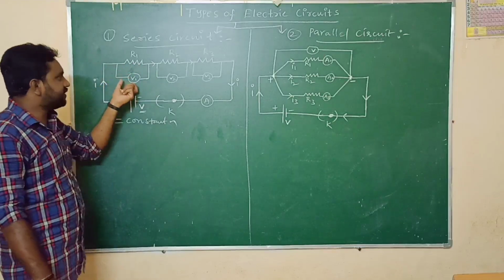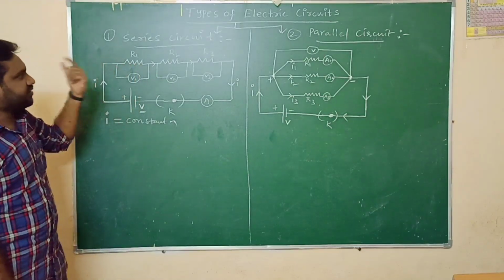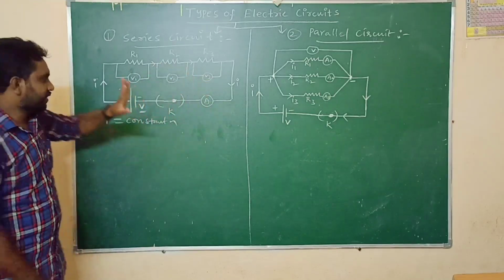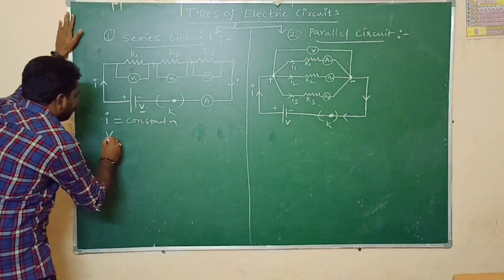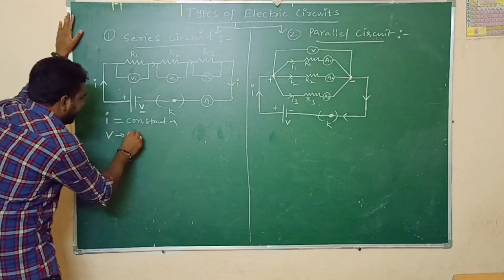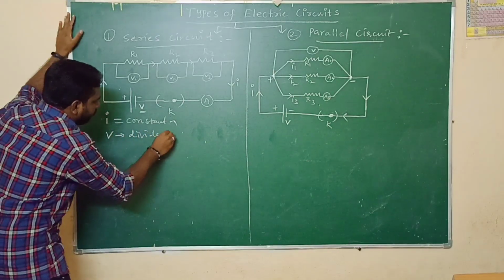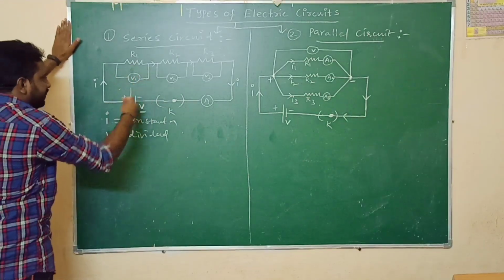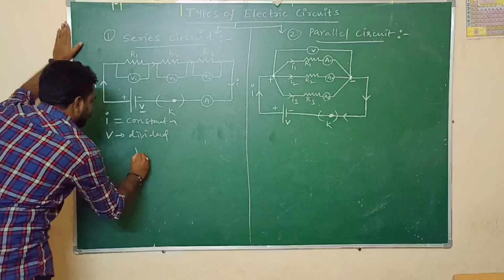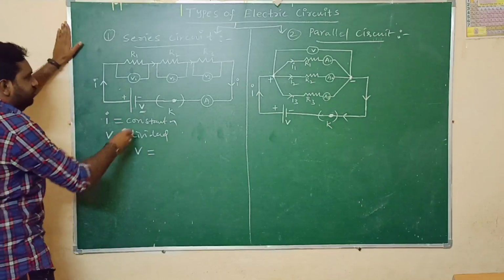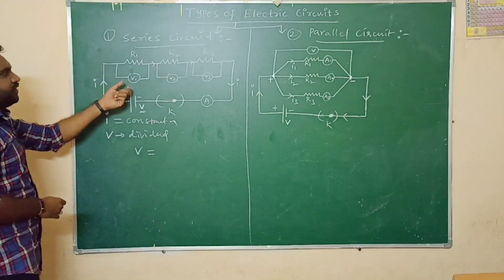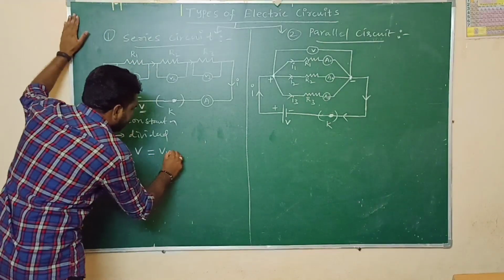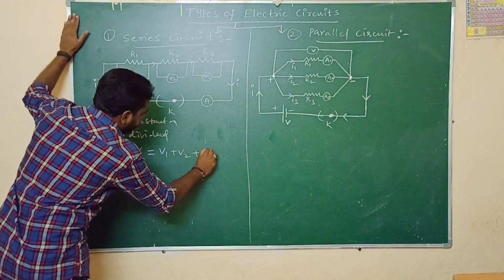They are going to measure the potential difference across the resistors 1, 2 and 3. They are denoted with V1, V2, V3. So here the potential difference is divided. So we can write the total potential difference applied by the cell: the total potential difference V equals the sum of the individual potential differences across the resistances. So V equals V1 plus V2 plus V3.